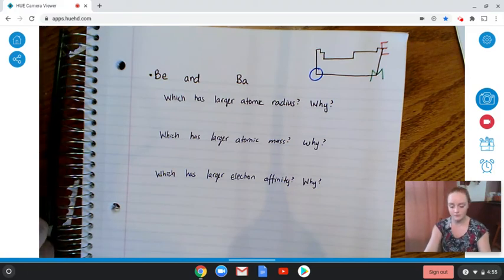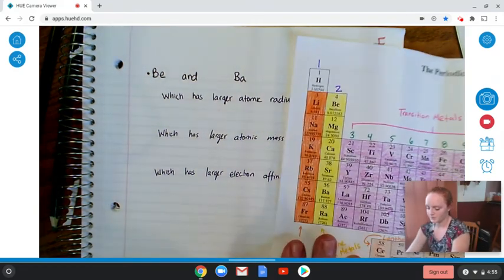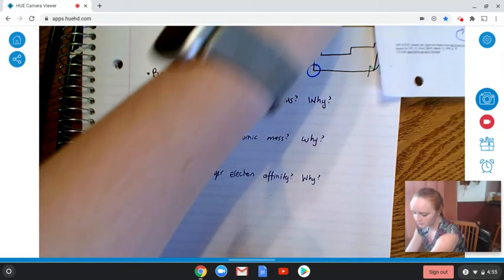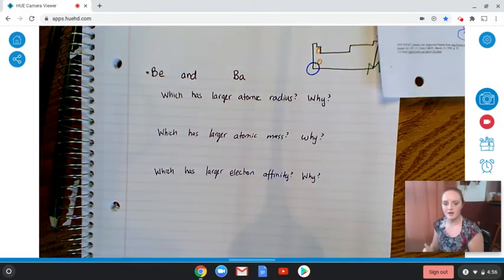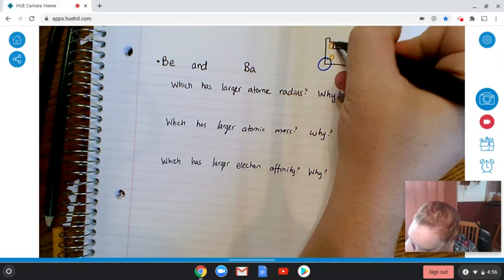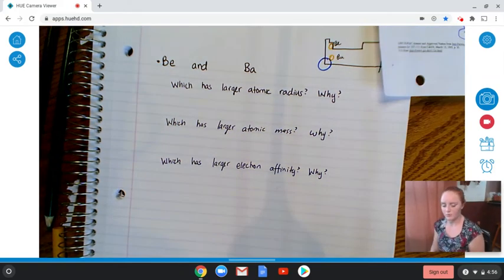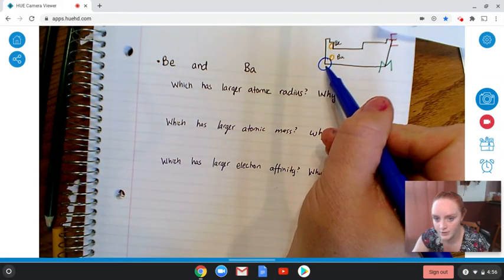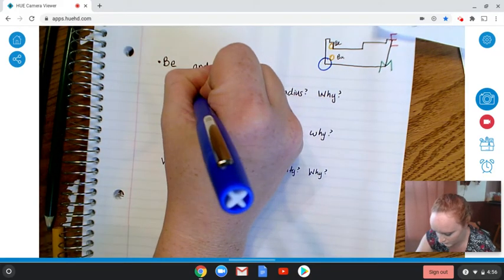Well, first, I always said first step is to find these on the table and note where they are. So, beryllium and barium. We're in column 2. Beryllium is at the top. Barium is at the bottom. So which is larger? Well, I just need to look at my extremes. So barium is almost on top of my big circle, so barium is obviously larger.